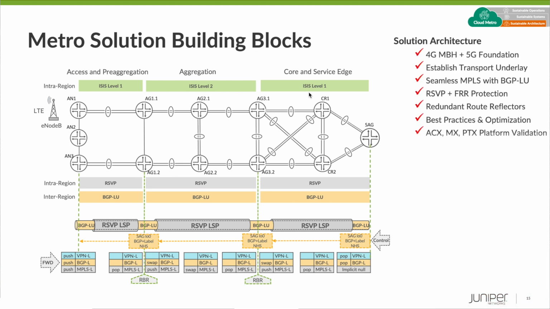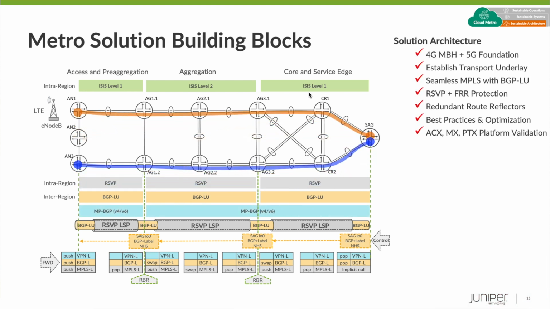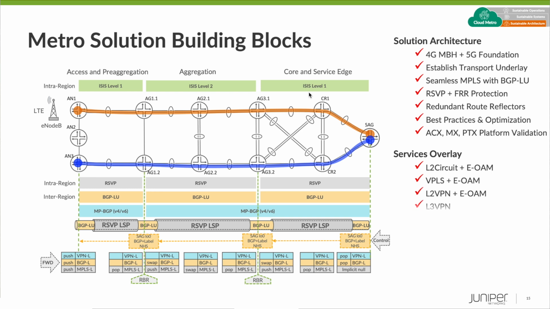Now it comes to the services overlay, which, since this is a 4G reference architecture from a few years back, includes the more traditional VPN services like L2 Circuit, VPLS, L2 VPN, and L3 VPN. Layer 2 services are further enhanced with Ethernet OAM.